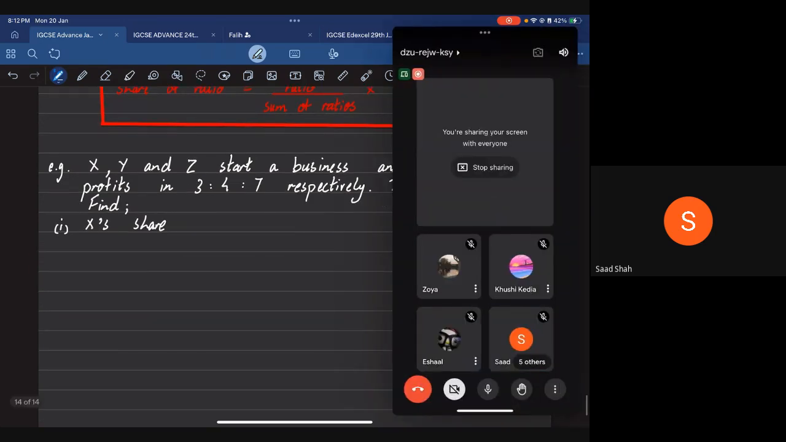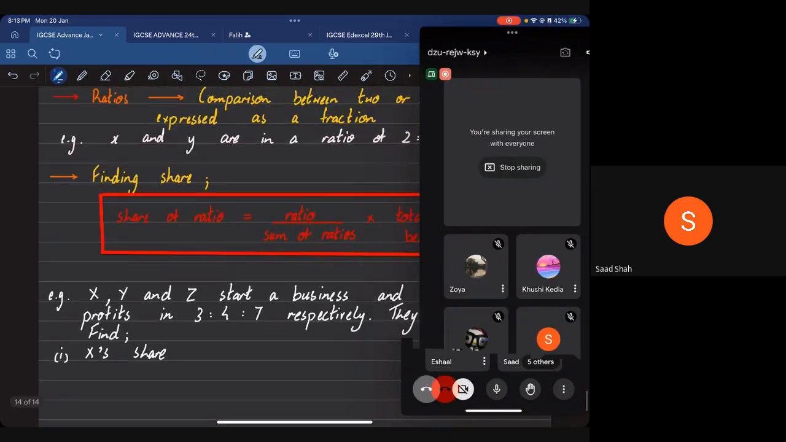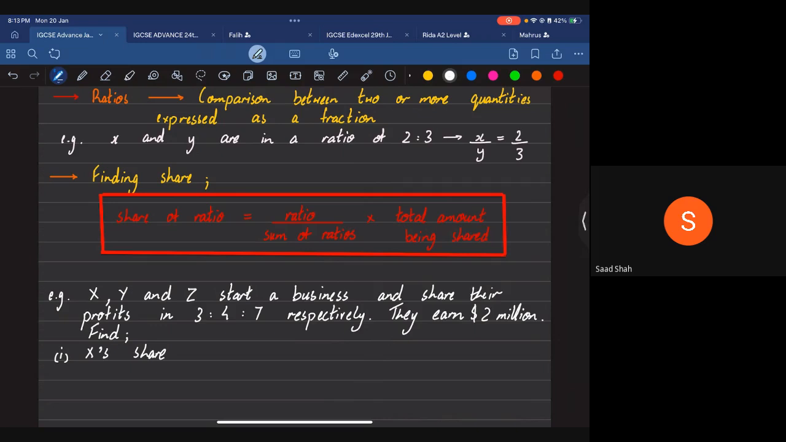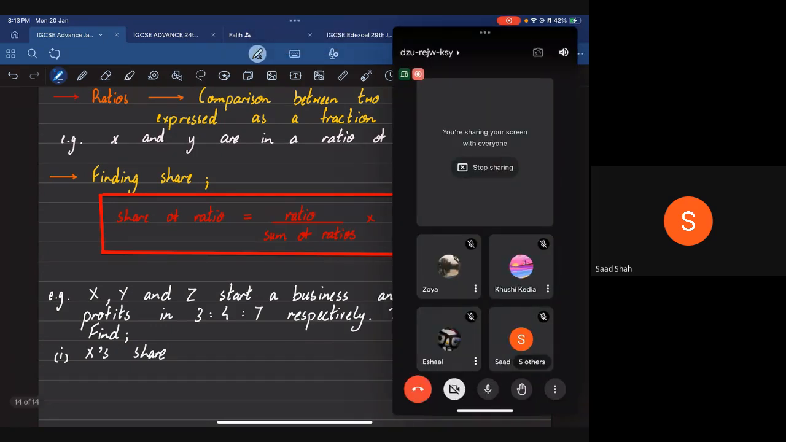Just give me a moment, guys. Okay, try and solve this question. I'll be back in like 2 minutes. Solve this question using the given formula. I'll be back to check your answers. Just a moment.